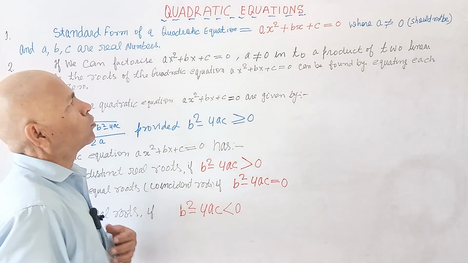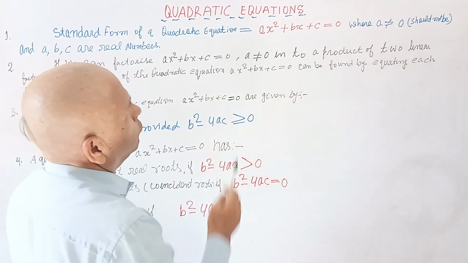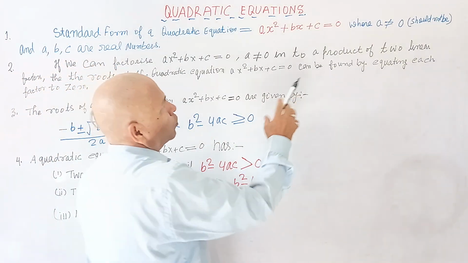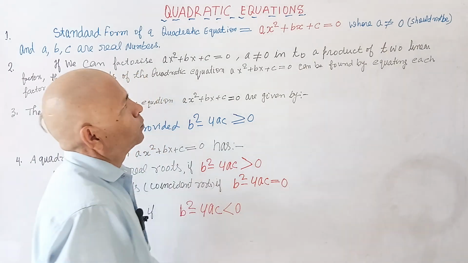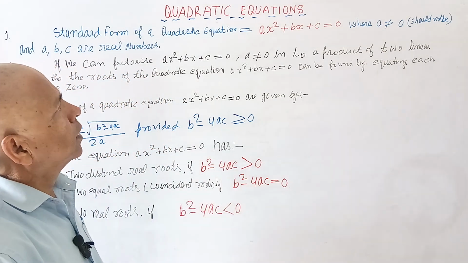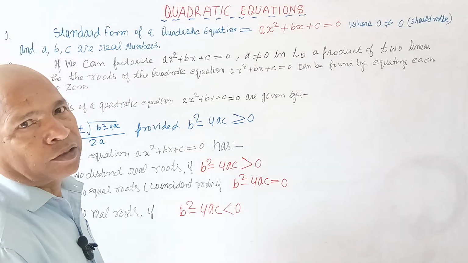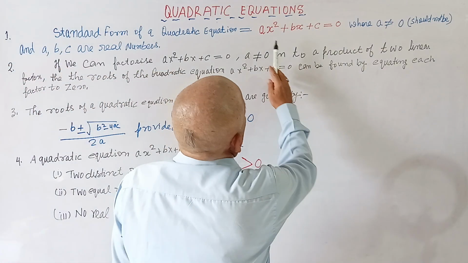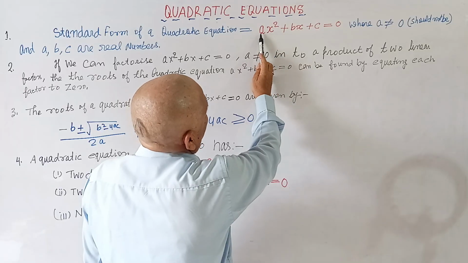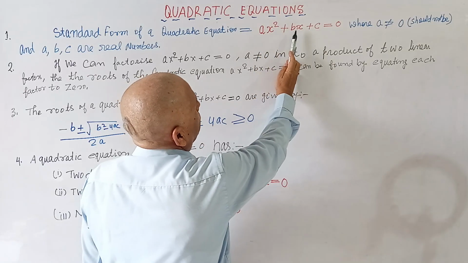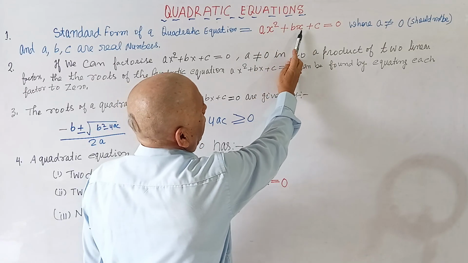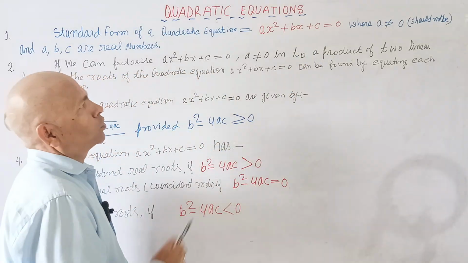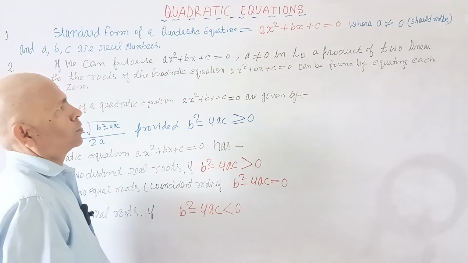So our standard form of quadratic equation means ax square plus bx plus c equals to 0, where a should not be equals to 0 and a, b, c should be real numbers. This is the first point we should know. Now here a is the coefficient of x square, b will be the coefficient of x, and c is the constant term. So these should be all real numbers.